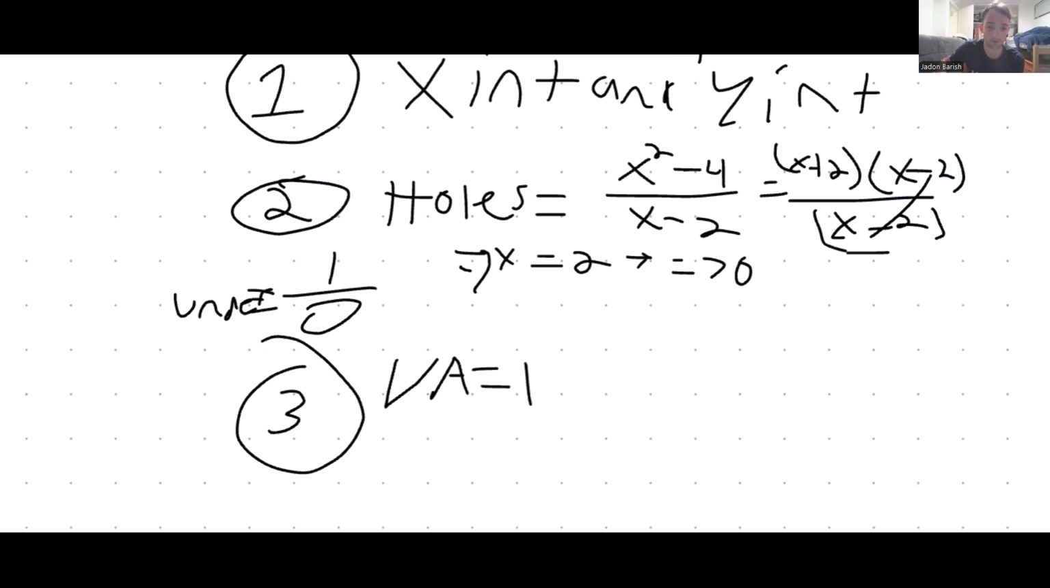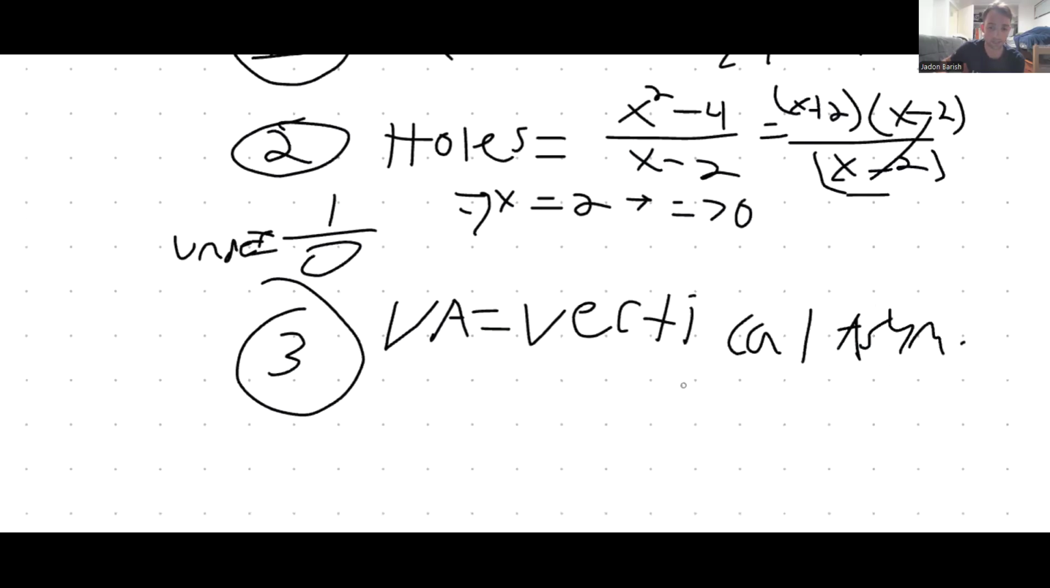But the next thing is VA, which is a vertical asymptote, which is probably my favorite part about this. The vertical asymptote is essentially just you only look at the denominator, okay? You only look at the denominator and you're like, all right, set the denominator equal to 0. So like if I have something like this, I would set x minus 3 equal to 0. And you say, all right, x can't equal 3.